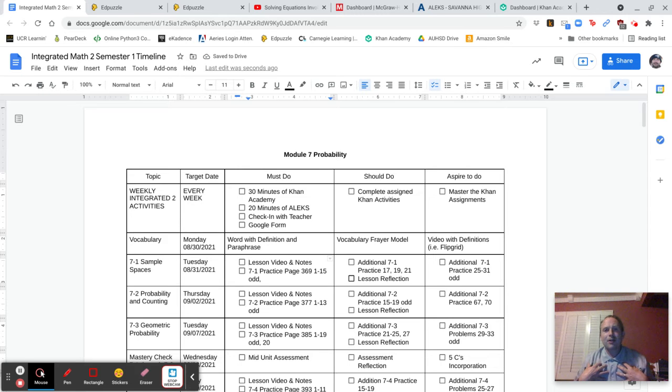I teach Integrated Math 1 and Integrated Math 2. I also coach tennis at Savannah High School. This is an example of our Integrated 2 Semester 1 timeline.